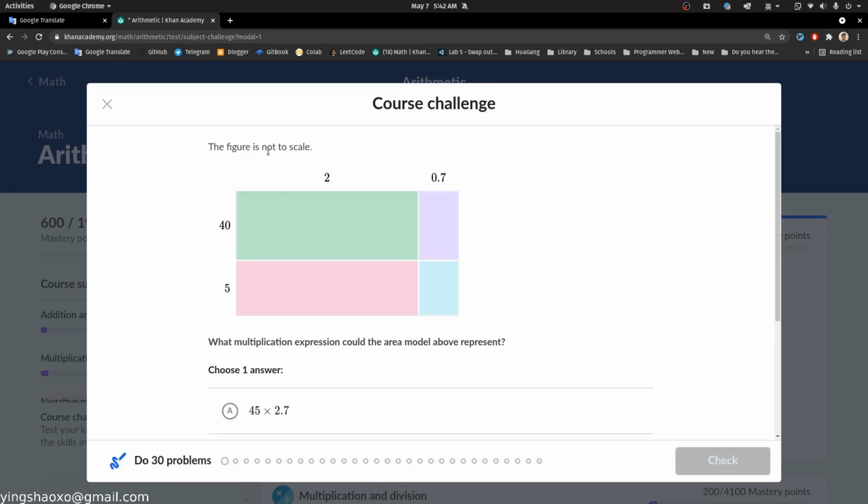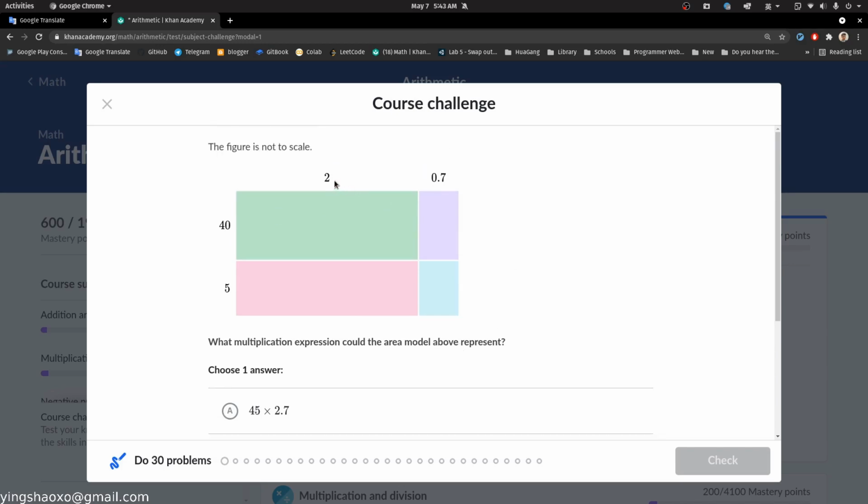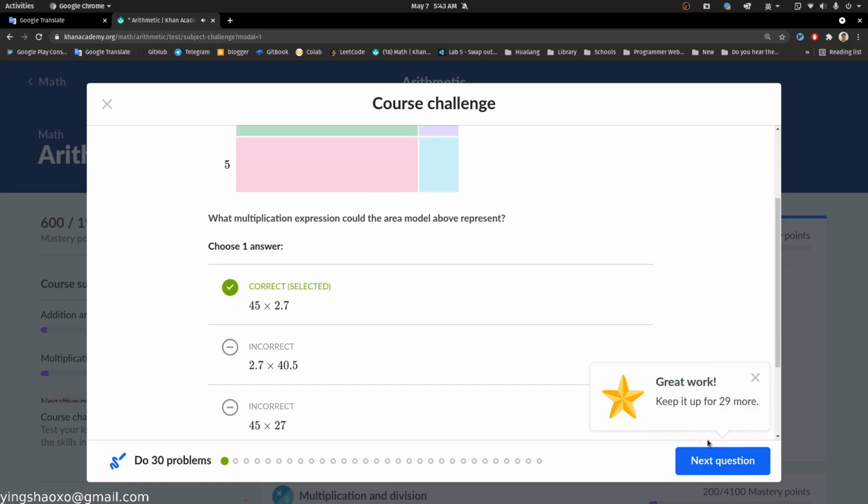Let's go. This figure is not to scale. What multiplication expression could the area model above represent? That could be 2 plus 0.7, which equals 2.7, and 40 plus 5, which equals 45. So in the end, the area of this figure is 45 times 2.7. So I choose the first one. Let's do a check. Yeah, it's correct. Let's go to the next.